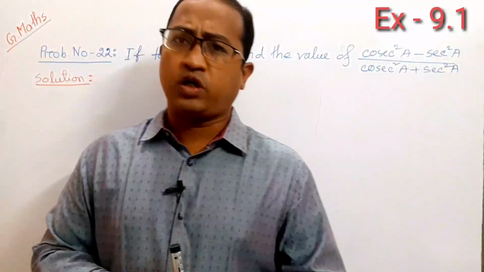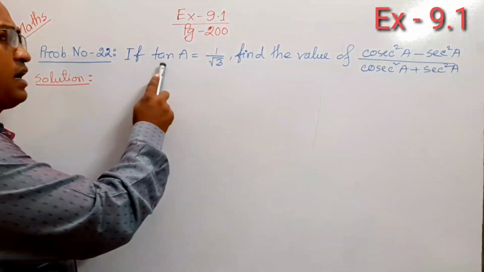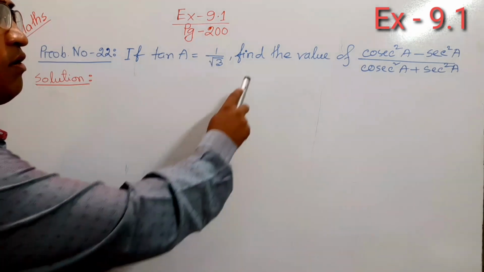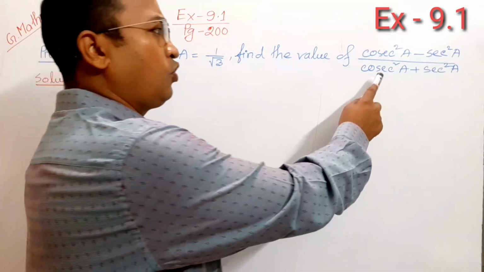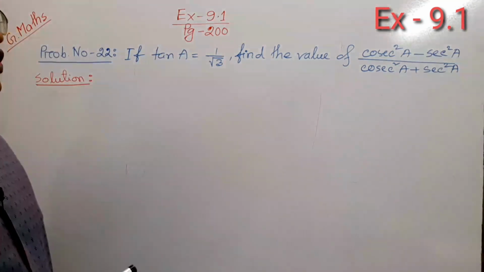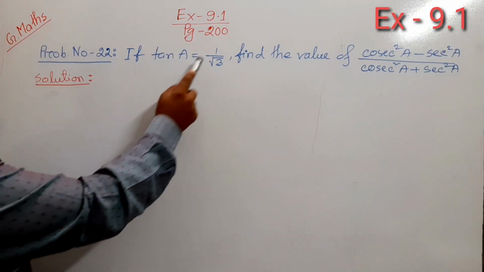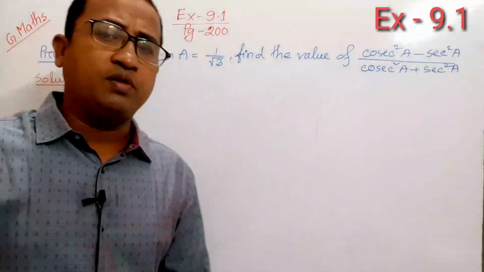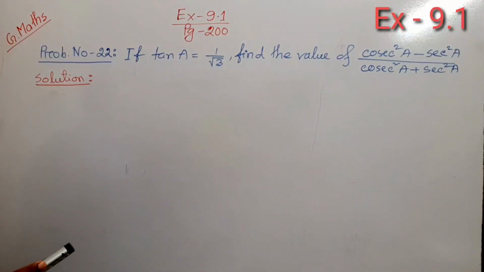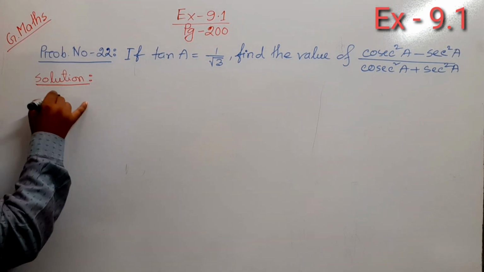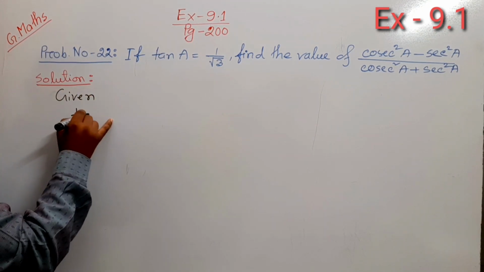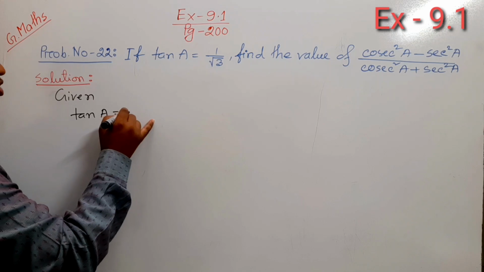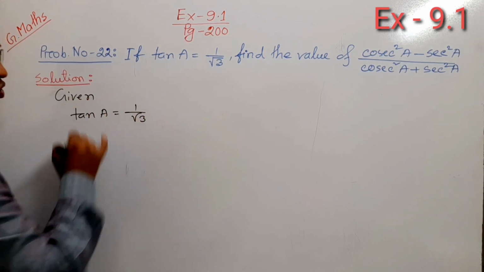Now, question number 22. If tan A equal to 1 by root 3, find the value of cosec square A minus sec square A by cosec square A plus sec square A. It is given tan A equal to 1 by root 3. We will find out the value of cosec square A minus sec square A by cosec square A plus sec square A. So, we will start from the given part, that is given tan A equal to 1 by root 3.